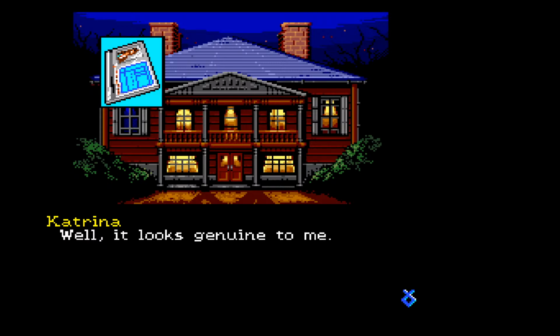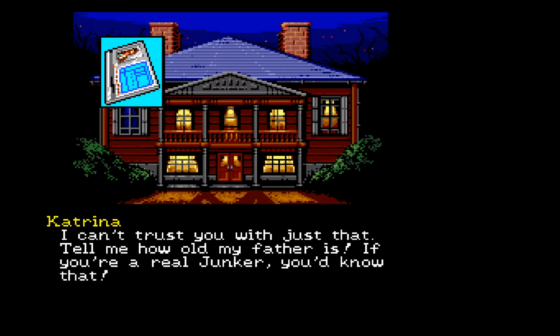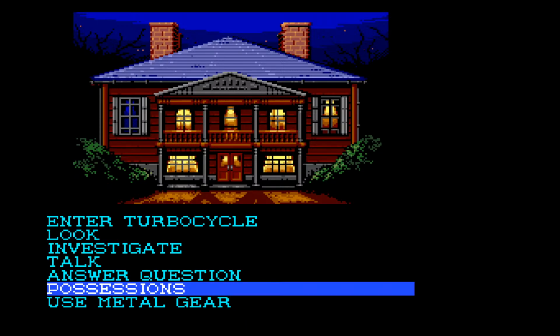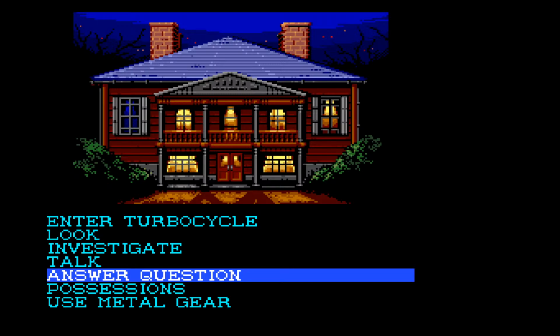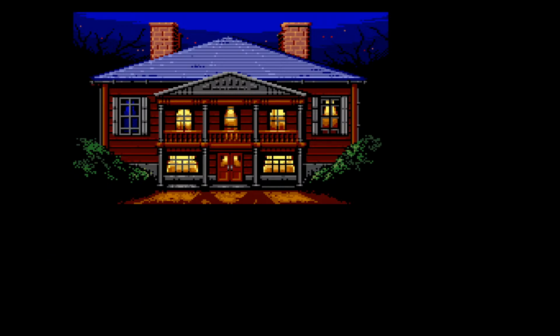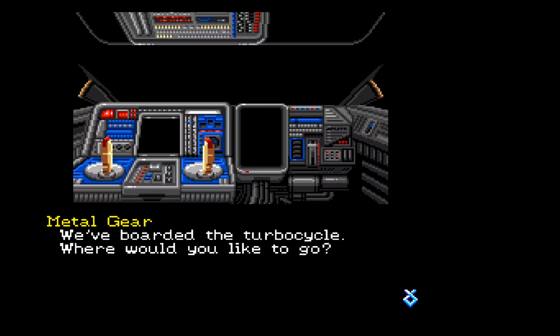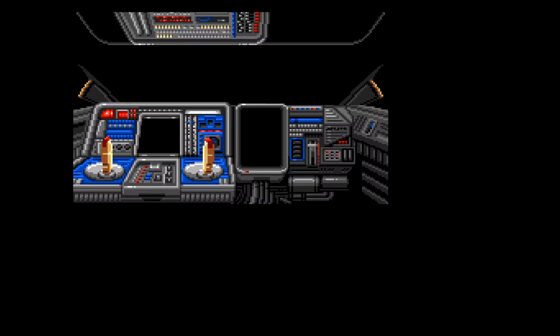Well, it looks genuine to me. I can't trust you with just that. Tell me how old my father is. If you're a real junker, you'd know that. I can't remember. I can't remember how old she is either. Back to Junker HQ.